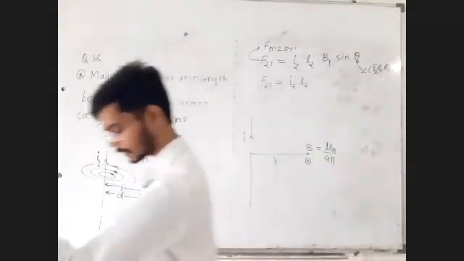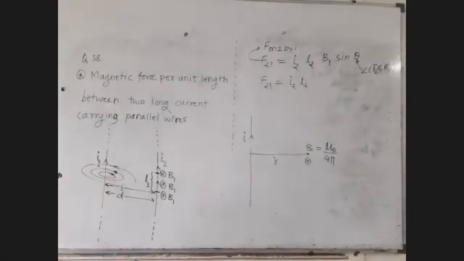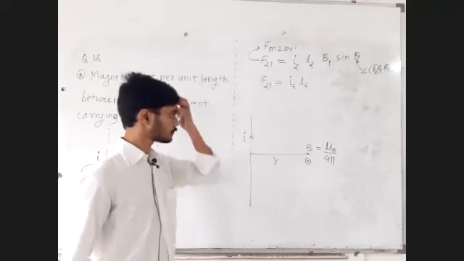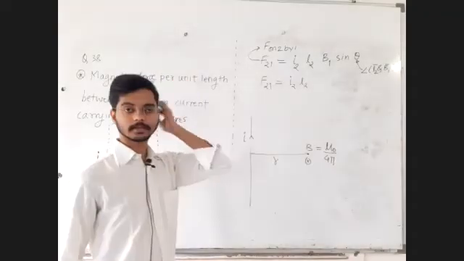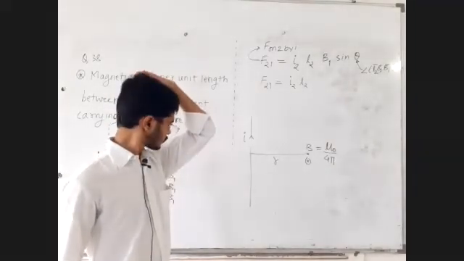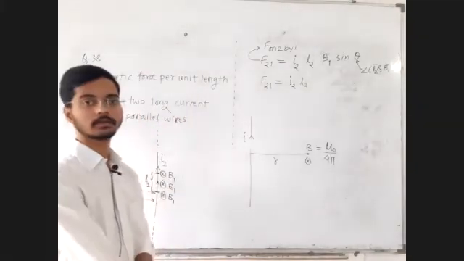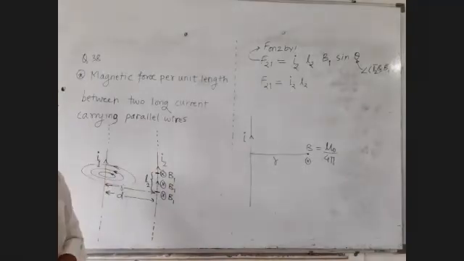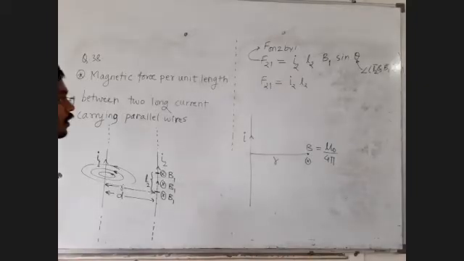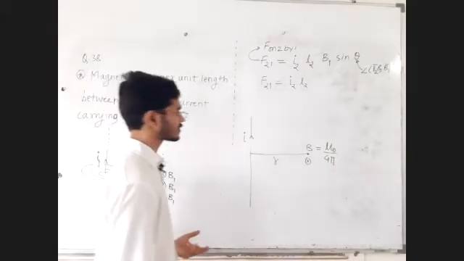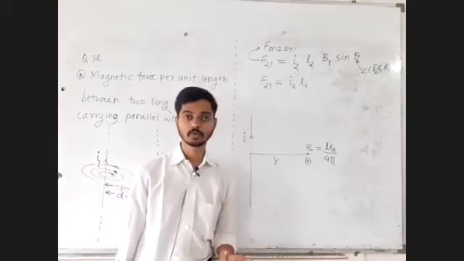μ0 upon 4 pi, a standard, basic formula. Other formulae have been memorized from this formula only. You cannot forget that, the chapter is still going on. Infinitely long current carrying conductor, magnetic field at distance R, μ0 upon 4 pi.